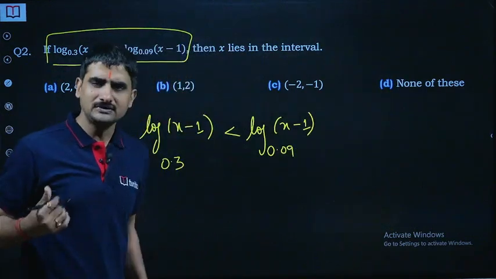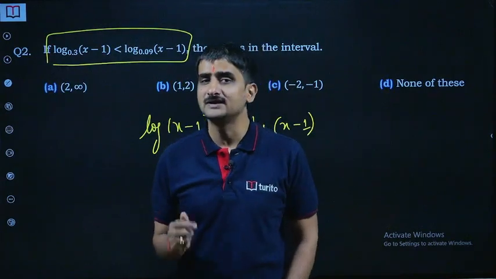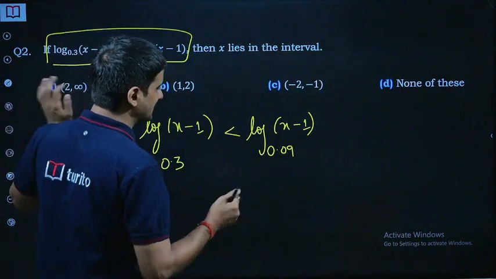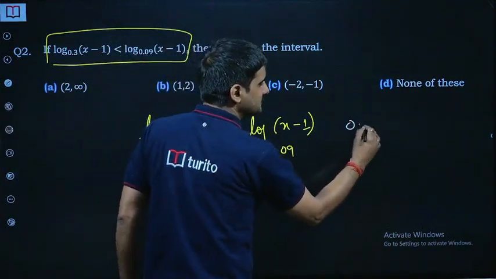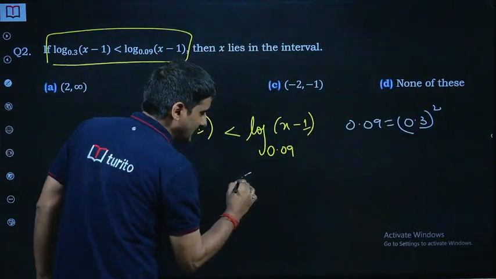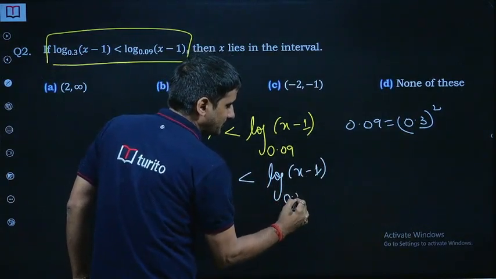Okay, so usually we can compare or relate logs only when they have the same base. So can we convert to the same base? Answer is of course yes. We can write 0.09 as 0.3 whole square. So we'll write it as less than log of x minus 1 to the base 0.3 whole square.